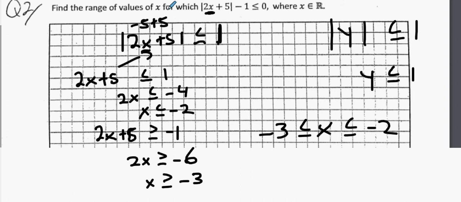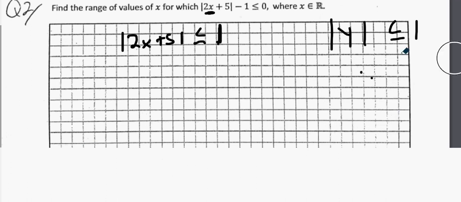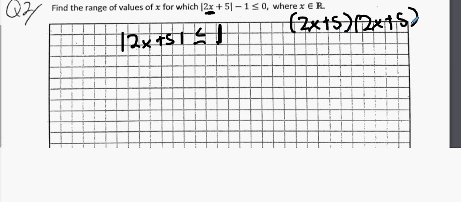Happy days. Second method, what was the method I showed you guys? Tons of you tried it that way. That's not the way I showed you. What did I show you? Square both sides. And what I showed you then was square that. So we're going to square 2x plus 5 by 2x plus 5, and we're going to get 4x squared, what's it, plus 10x plus 10x plus 25 less than or equal to 1.